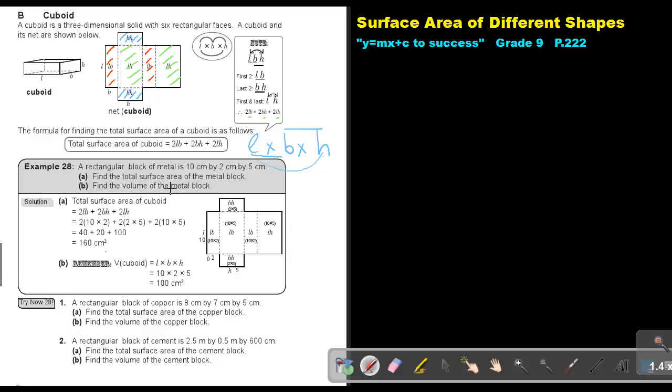And then when they ask you the volume, just remember it's length times breadth times height, and you just substitute it. And remember, surface area is in square centimeters, and volume is in cubic centimeters. Okay, I want you to do Try Now 28, only number 1. You can stop the video, and as soon as you are finished, you can continue with the video.